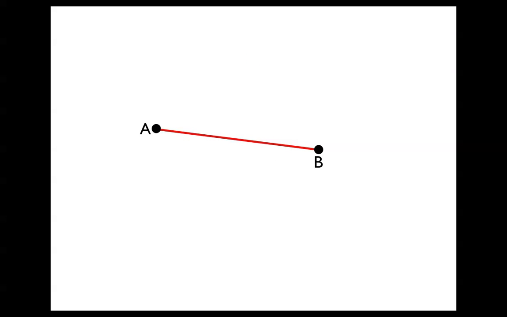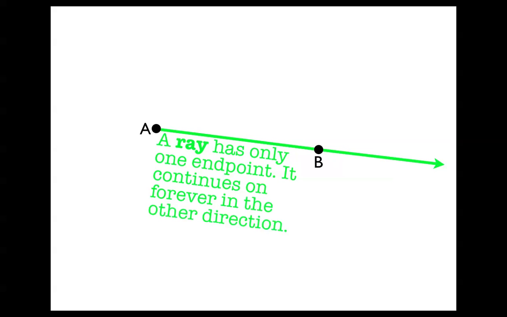Okay, let's say you have segment AB, but then you extend that segment through point B so that point B isn't an endpoint anymore. What you now have is not a segment because it has only one endpoint. And if it only has one endpoint, then it's a ray. A ray has one endpoint and it continues on in the other direction forever and ever and ever.